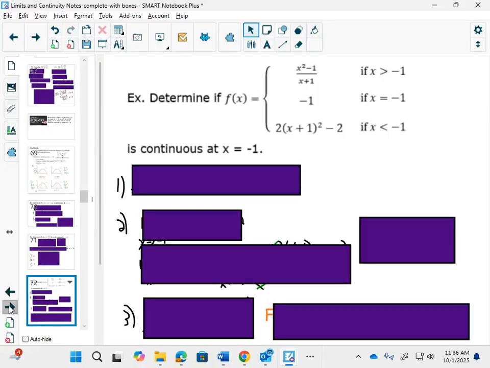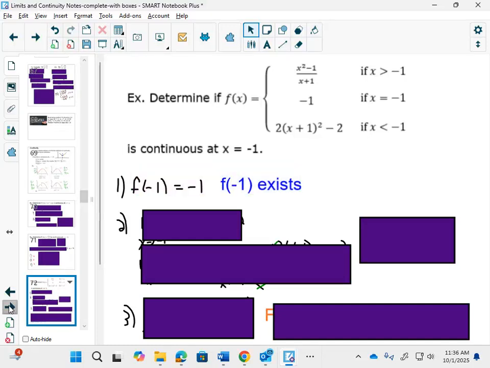Ooh. They like to ask you continuity questions with piecewise functions. Is it continuous at x equals -1? Does it exist at -1? Yeah, the middle one. The middle one says yes, it exists. So step one, we can put a little check mark. Step one is good for continuity.